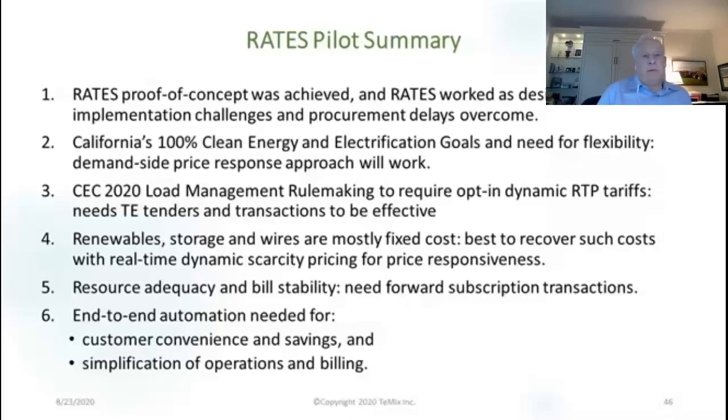The CEC 2020 load management rulemaking is working to require opt-in dynamic real-time pricing tariffs by the utilities by 2022 or so. However, I believe it needs tenders and transactions to be effective. You can't just do this with a peak pricing approach at scale. Renewable, storage and wires are mostly fixed costs. Best to recover such costs with a scarcity pricing concept. For resource adequacy and bill stability, you need the forward subscription process. That's going to work a lot better than the arbitrary resource adequacy rules we have to come up with. And we need end-to-end automation for customer convenience, savings, and simplified billing and operations.